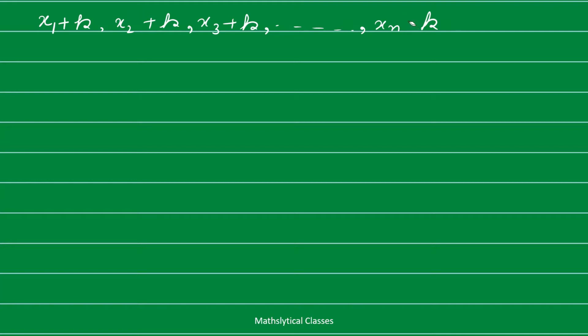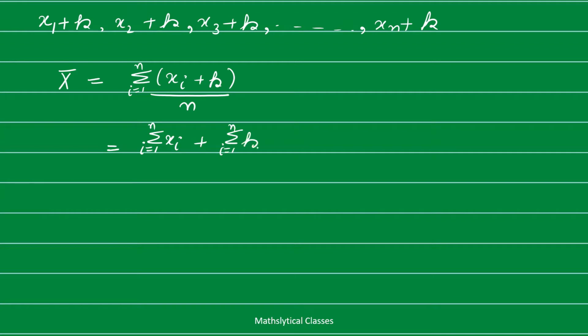So what is the mean now? The new mean x bar is equal to the sum of all these observations, xi plus k, divided by the total number of observations, that is n. Now separate the summation. This can be written as summation i varying from 1 to n xi plus summation i varying from 1 to n k, divided by n, divided by n here also.